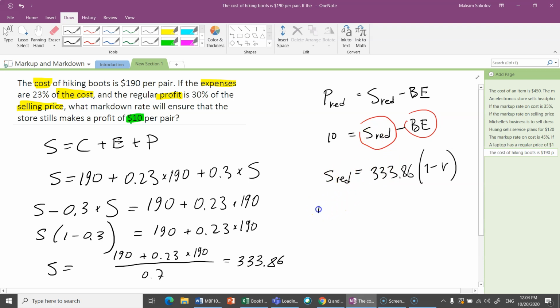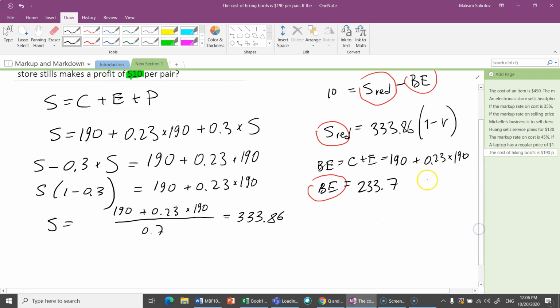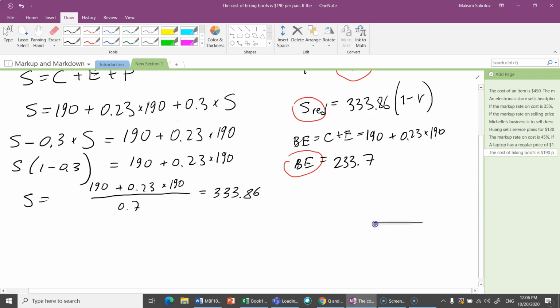What about the break-even price? It's cost plus expense. And what is cost in this case? Cost is 190. Plus, what is expense? Expense is 23% on cost, 0.23 times 190. So we know that break-even price is 233.7.